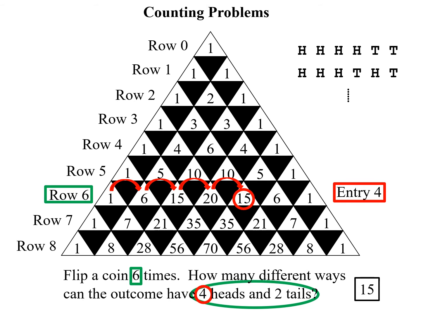Let's do this a little bit differently. We're in row 6. Now let's select the 2 instead of the 4. That tells me to go to entry 2 in row 6, count over 2 spots, and our answer is still 15. The symmetry of Pascal's triangle is really seen here. And also, if we flip the coin 50 times, we would go to row 50.